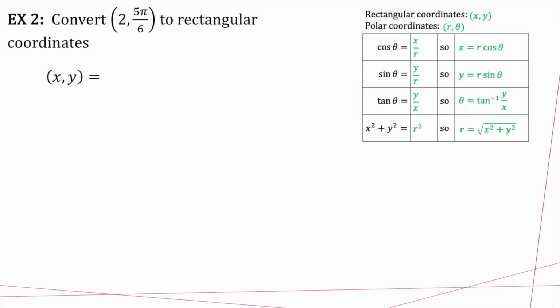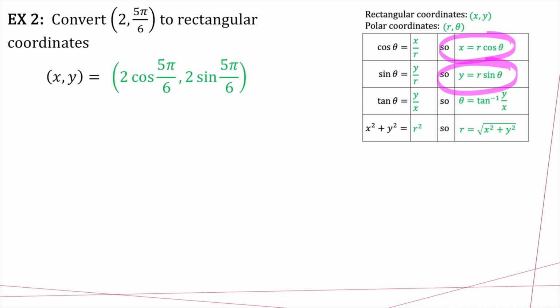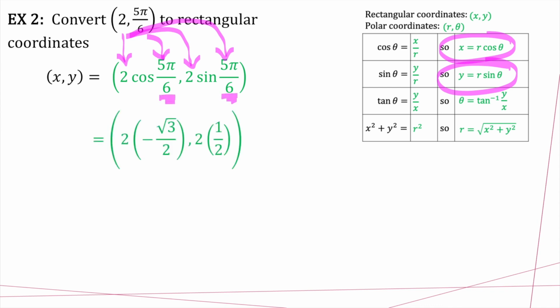Let's practice. Convert 5 pi over 6 to rectangular coordinates. Okay, so we need an x and we need a y. Well, we know that x is r cosine theta, and we know that y is r sine theta. Let me just plug it in. We have r cosine theta and r sine theta, and then we can just evaluate those.